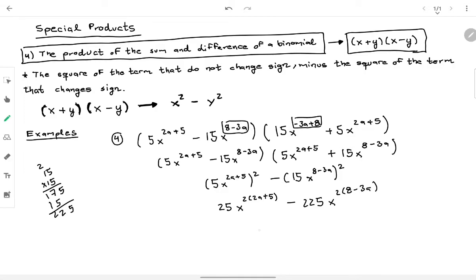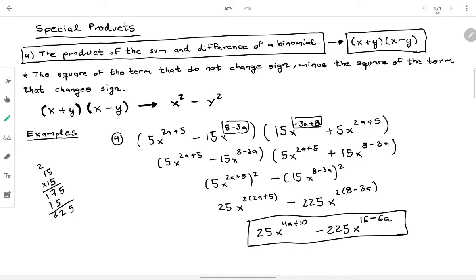So the final answer is going to be 25 x to the 4a plus 10 minus 225 x to the 16 minus 6a. And this is going to be the final answer of this one. So let's see another example.